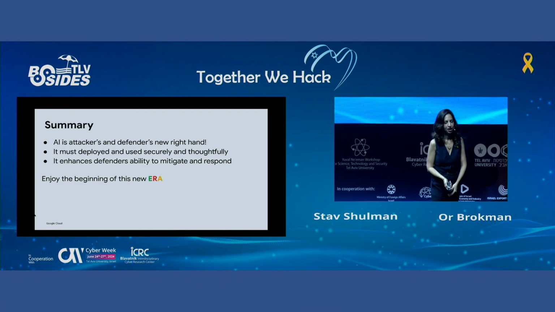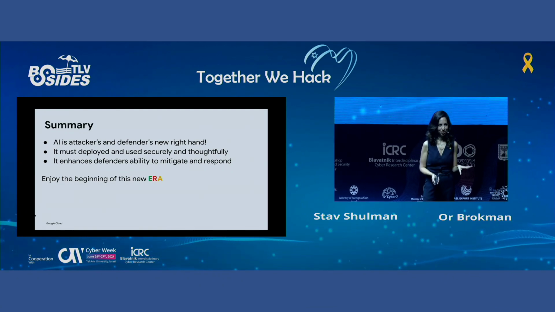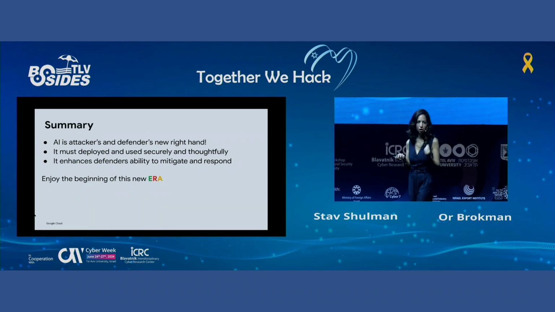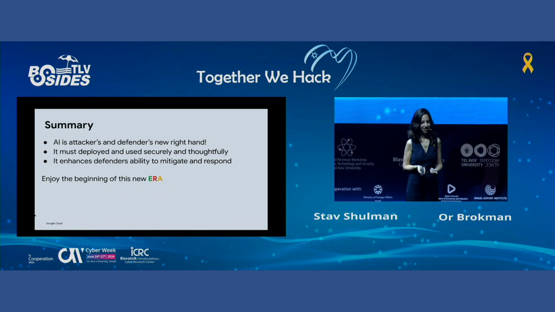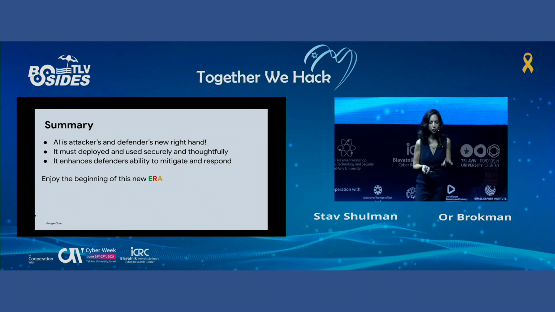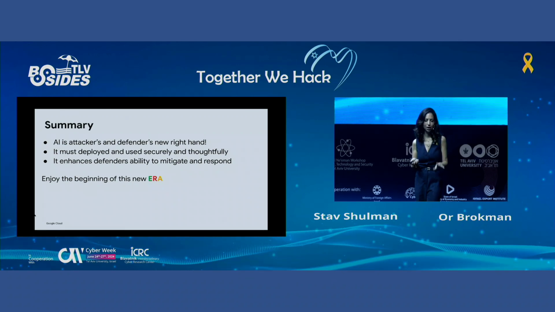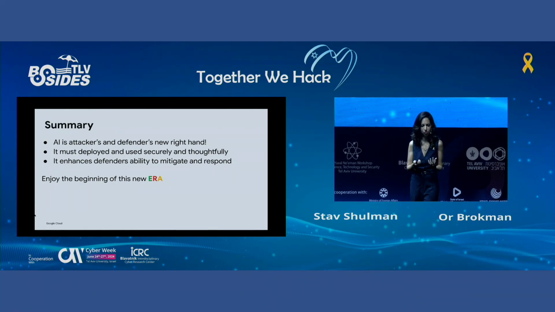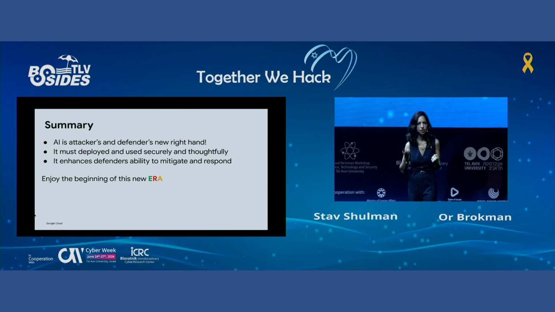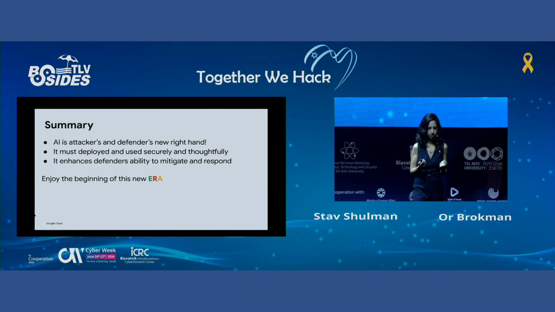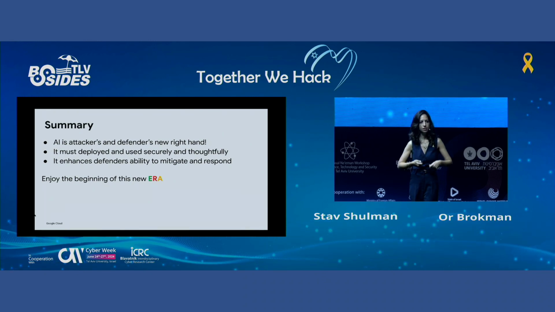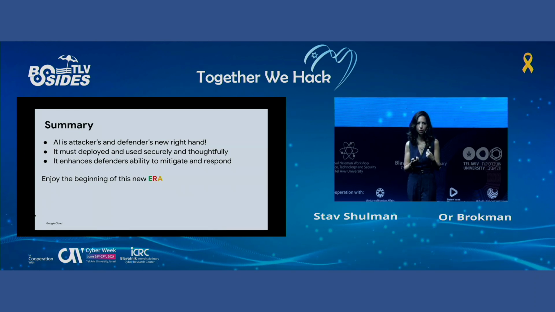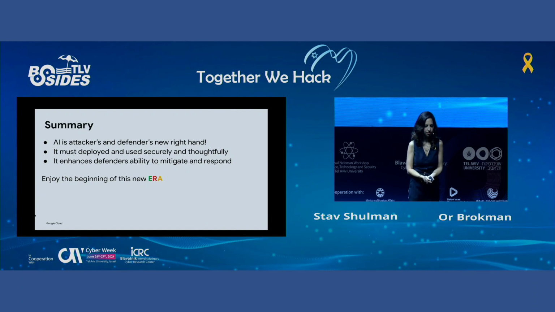In conclusion, AI will not replace attackers, right? And it will not replace defenders as well. But it will become their accomplice and their new right hand. Secondly, it must be deployed in a secure manner, because as Stav showed you, it really includes some new and enhanced attack surfaces. But the good news is that AI is really democratizing security by making cyber defense available to tens of thousands of organizations that had very little cybersecurity knowledge prior to that.